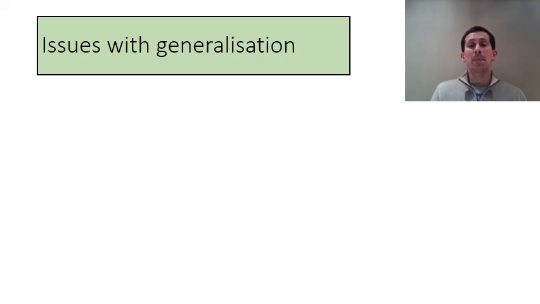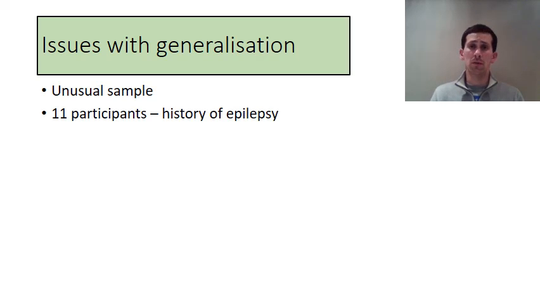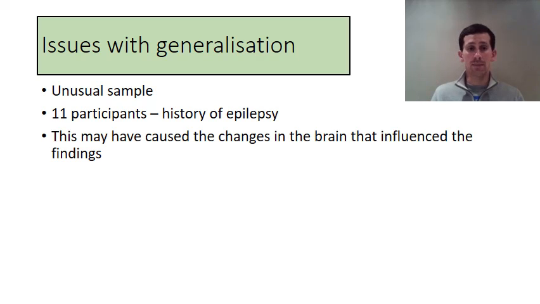We've got to be aware of the issues regarding generalisation of these findings as well. This is a very unusual sample of participants. We only had 11 participants who all had a history of epilepsy. And it may be the epilepsy that caused changes in the brain that influenced these findings.